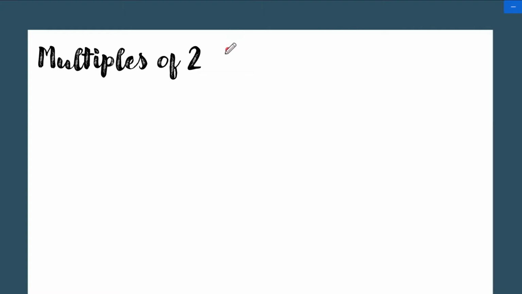Okay? And the way we identify the multiples of 2 is like this. Any multiple of 2 is going to end in 0, 2, 4, 6, 8. So any number, regardless of how long or short it is and how many digits it has, if the last digit is one of these numbers here, then the number is going to divide exactly by 2.